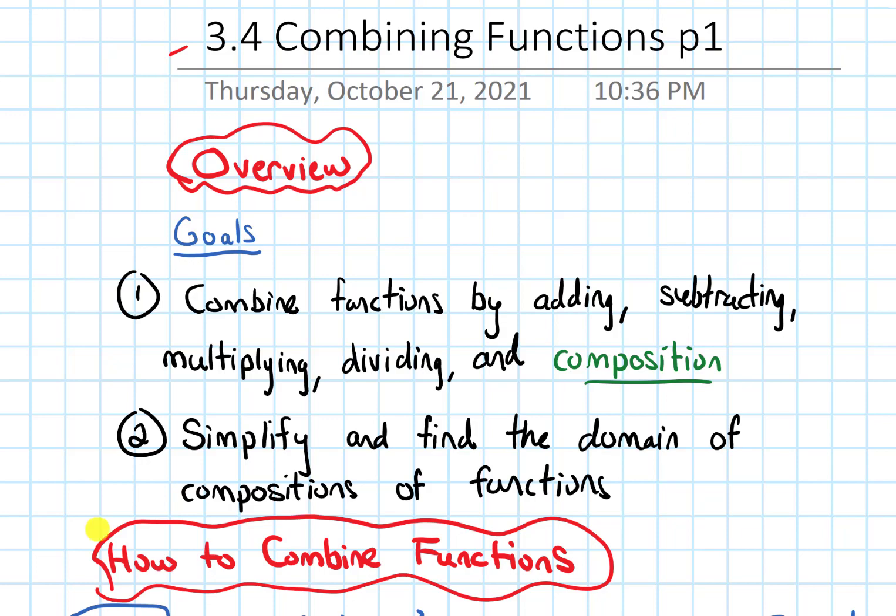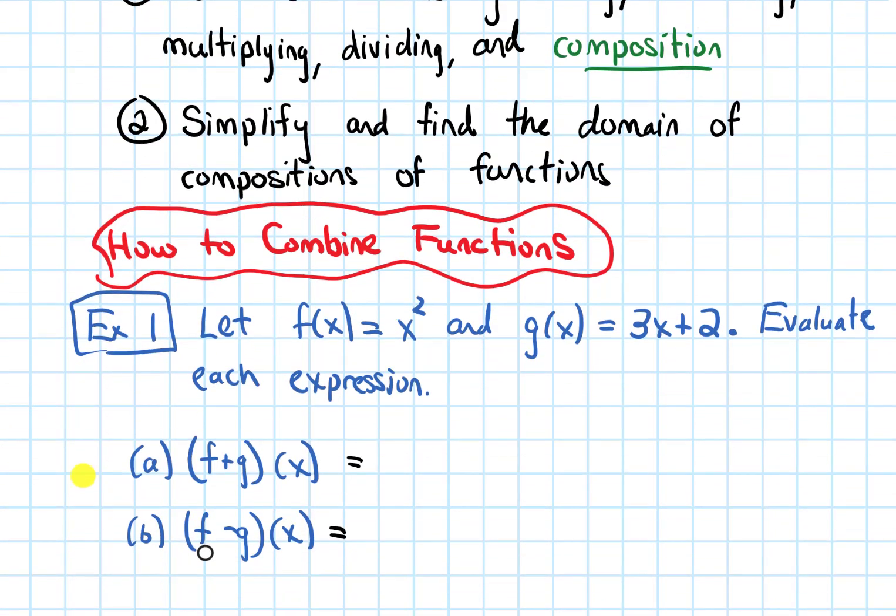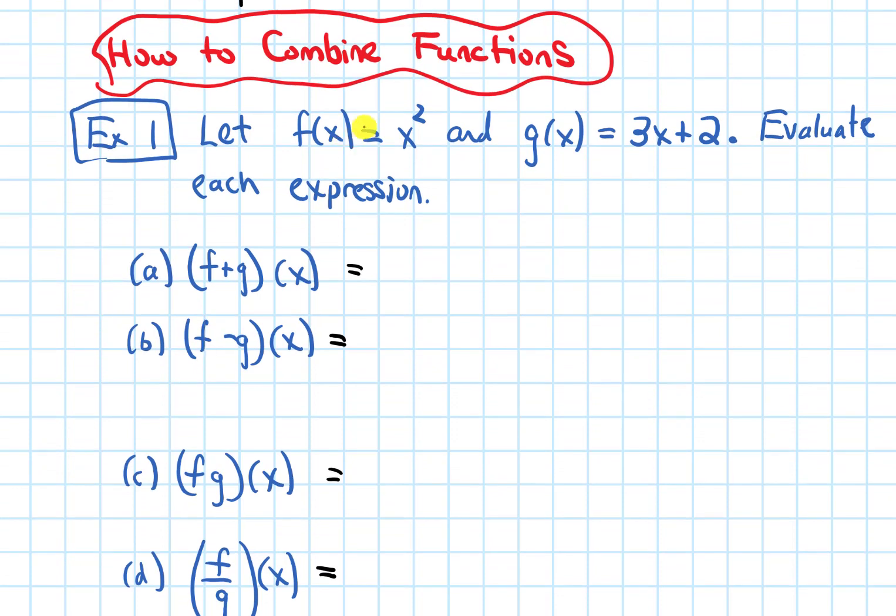Okay, so I want to start with how to combine functions. For this, I want to do an example. Let f of x be equal to x squared and g of x be equal to 3x plus 2. I want to evaluate each expression. In part A, it writes f plus g in parentheses, and then parentheses x. Well, that just means that f plus g is what I'm calling a new function. The way we're going to define this function is it'll mean f of x added to g of x. So if I add my two functions, I get x squared plus 3x plus 2.